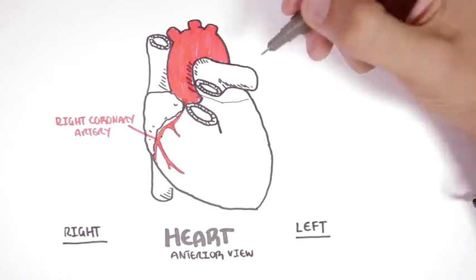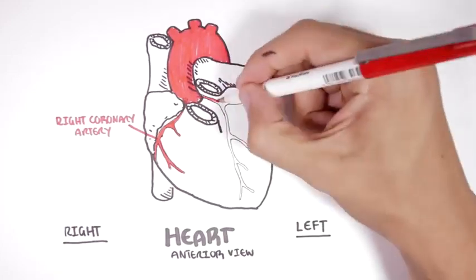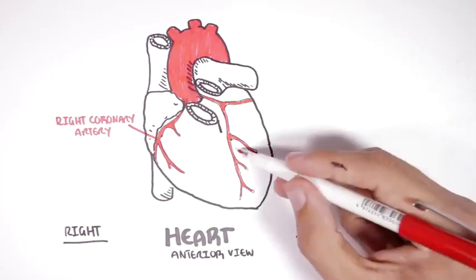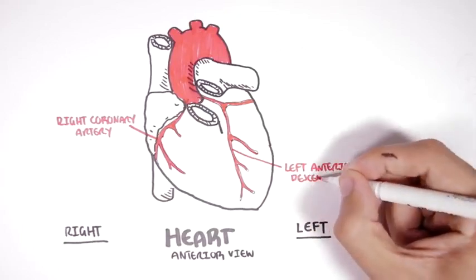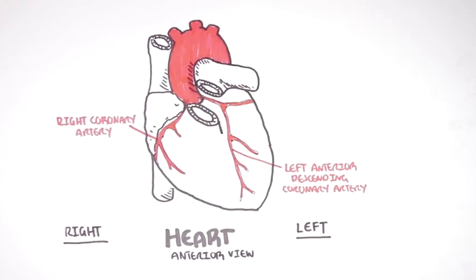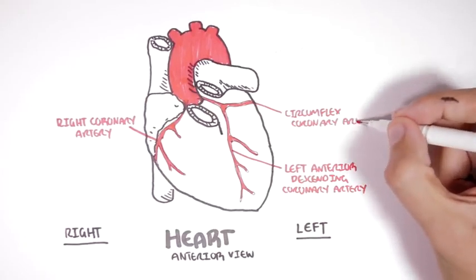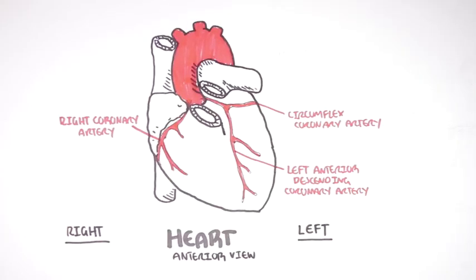Anyways, we also have the left coronary artery that will divide into the left anterior descending artery and the circumflex artery. These arteries will supply blood to the left atrium and the left ventricle.